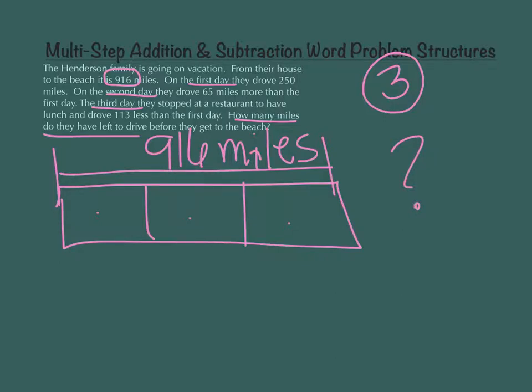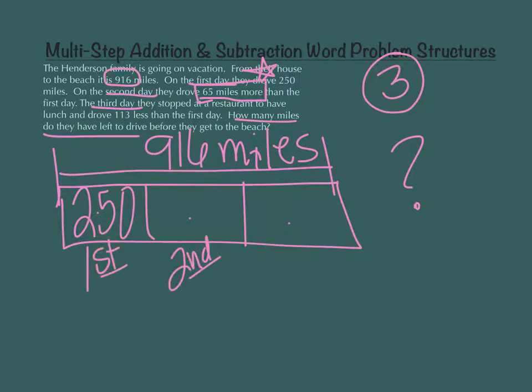No, I won't. Because look, let's just look at it and let's say if it says the first day they drove 250 miles, the second day they drove 65 miles more. Ooh, because of that more, I have to be very, very careful. I have to think about what that means in order for me to put the second day. So here's my first, here's my second, and then it says the third day they stopped at a restaurant to have lunch and drove 113 less than the first day. So there are tons of steps I have to do in this problem, but if I have my first, second, and third day, there's no unknown anywhere.